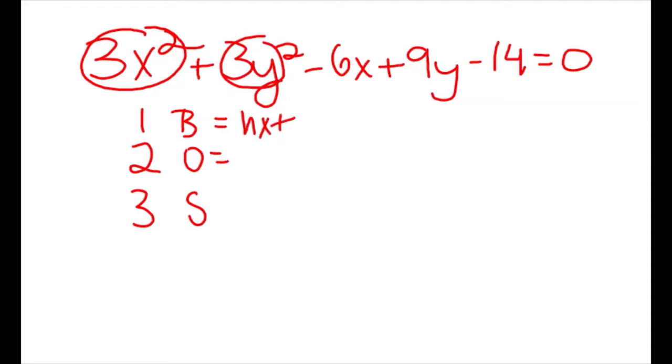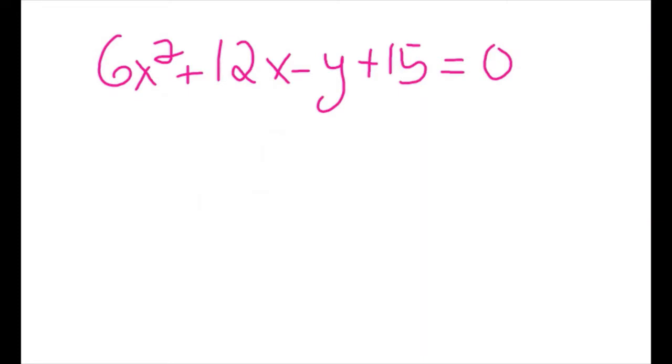Second, do both squared terms have opposite signs? No, they don't, because here we have positive 3x squared plus another positive 3y squared. So we go on to the next step. And finally, do these squared terms have the same coefficient? Yes, they do. We have a 3 in front of both the x squared and the y squared. So this means our conic section is a circle.